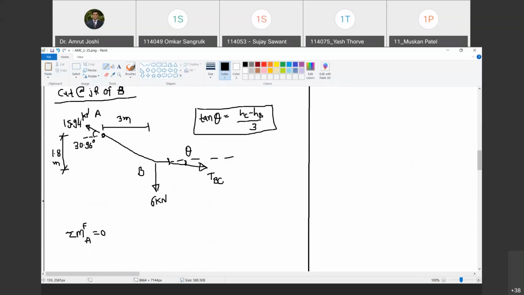This 15.94, does it cause any moment about A? No, because its line of action passes through A. Does this 6 kilonewton cause any moment about A? Yes. How much is the moment? 6 multiplied by 3. And what is the sign? Sign is negative. Happy? Yes, sir. Now this TBC can be split into two components. One is horizontal and another is vertical.